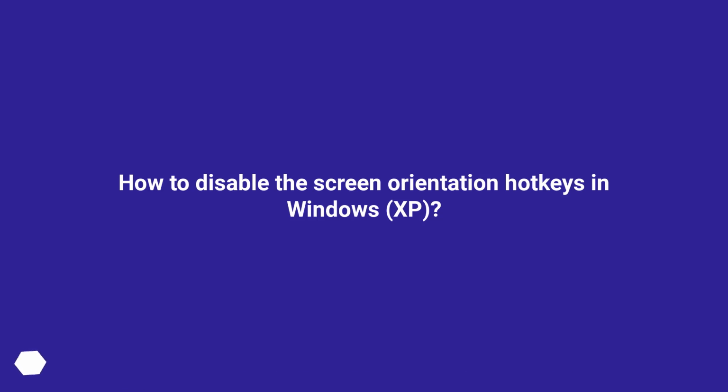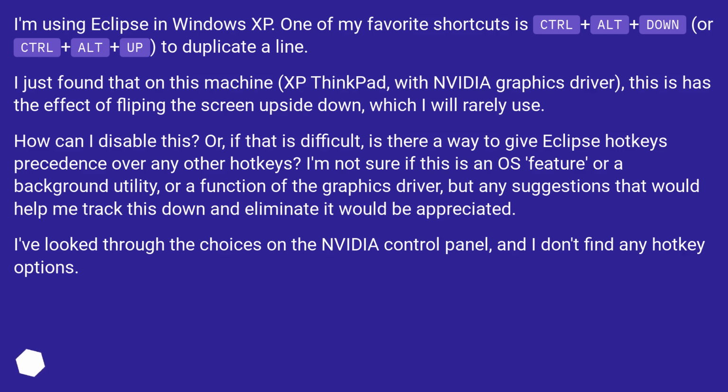How to disable the screen orientation hotkeys in Windows XP? I'm using Eclipse in Windows XP.